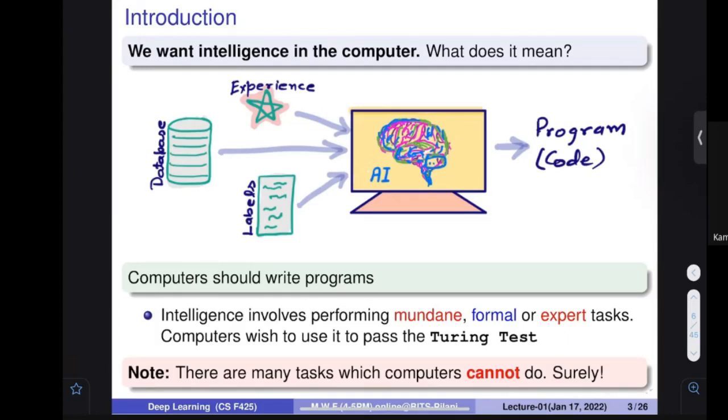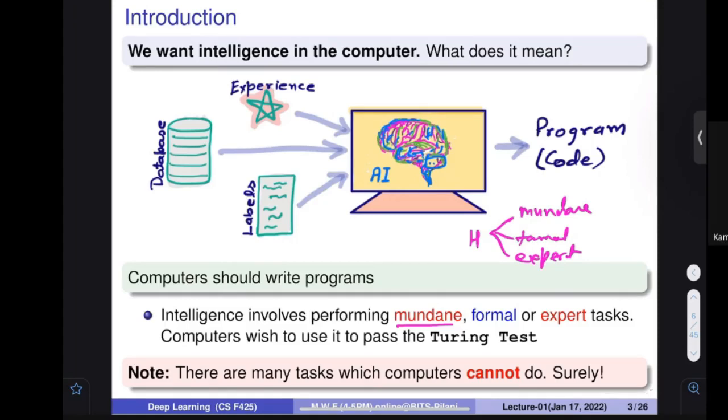If we try to understand what intelligence means in very basic and concrete terms, intelligence can be manifested by a human in three ways when he performs some kind of task. A few tasks could be mundane tasks, those which a person performs daily. Then comes the formal task, and then comes the expert task. These are the three kinds of tasks the person performs, and we say that the person is intelligent.